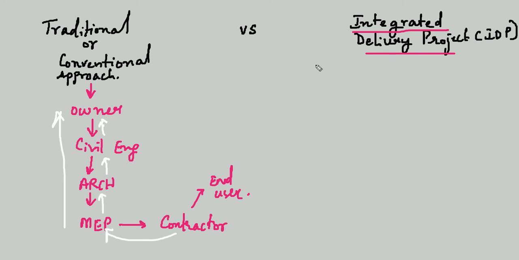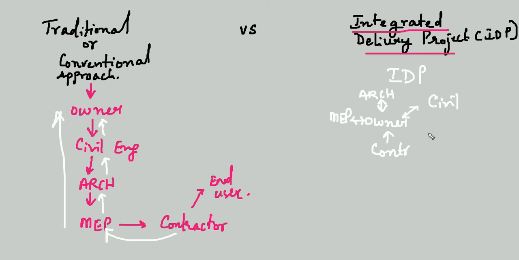But in the IDP, the integrated delivery project, the owner calls everybody: the civil engineer, and then the architect, the MEP guy, the contractor, everybody during the initial stage. So there is a meeting in the first place itself. This is the meaning of integrated change control.